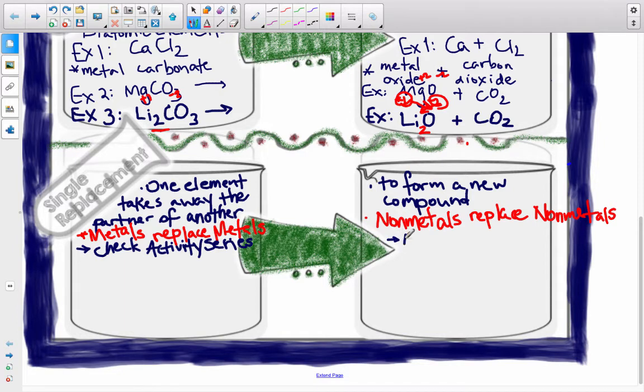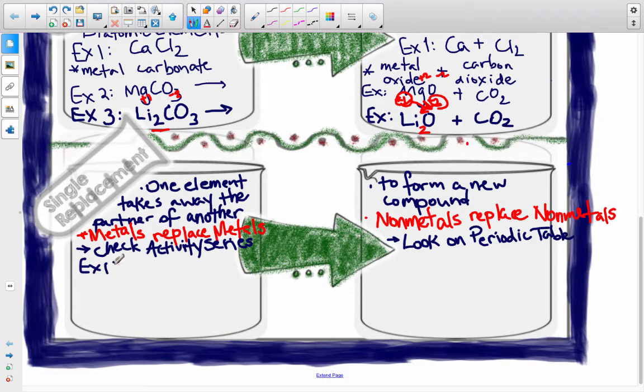For nonmetals, we're going to look on the periodic table, and we can see the higher it is on the periodic table, the more active it is. So higher things can replace lower things, but lower things cannot replace higher things. For example, bromine is lower than chlorine, so chlorine could replace bromine, but bromine cannot replace chlorine. Here's an example.